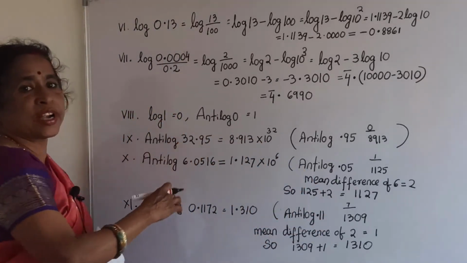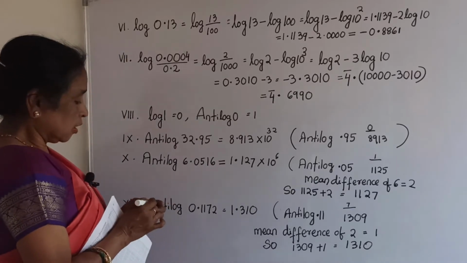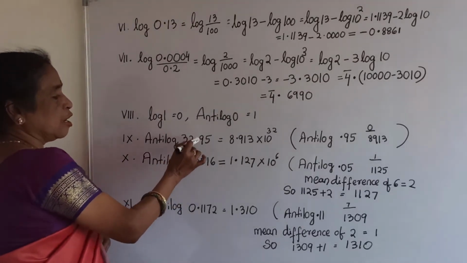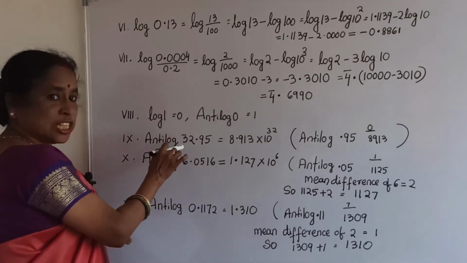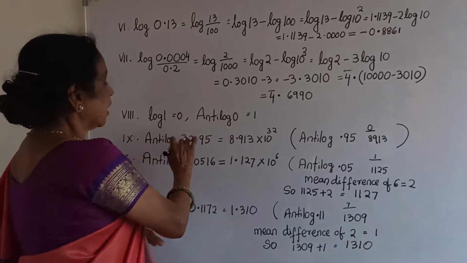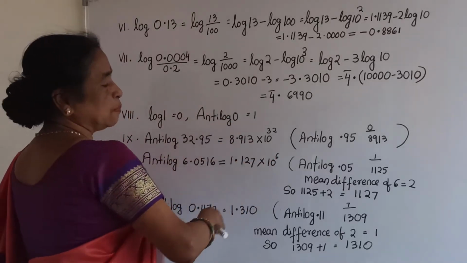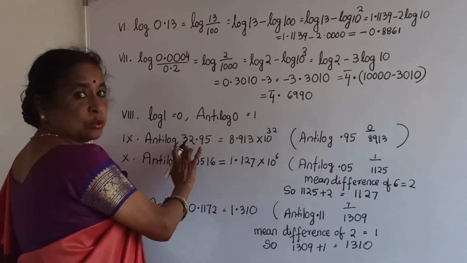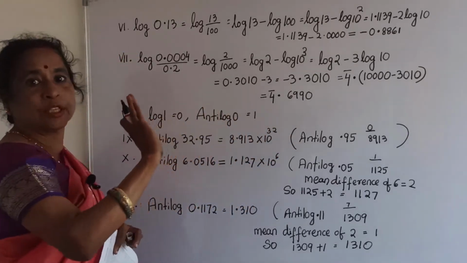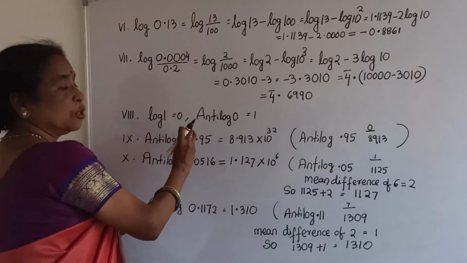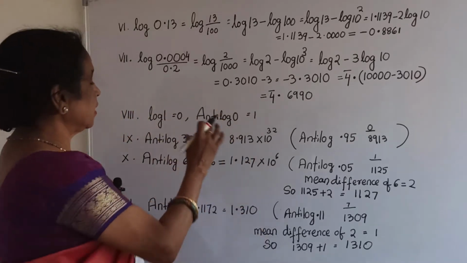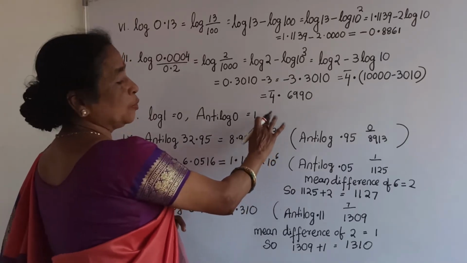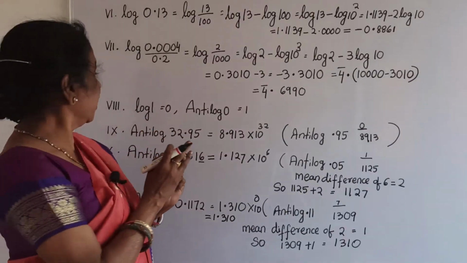Anti-log 32.95. Listen carefully. Before the decimal, what number is given? Before the decimal, you see in this question 32 is given. So you first put a multiply sign, then this value 32, 10 to the power 32. Your first part is over. Before the decimal, whatever digit is there, you put multiply 10 to the power 32.